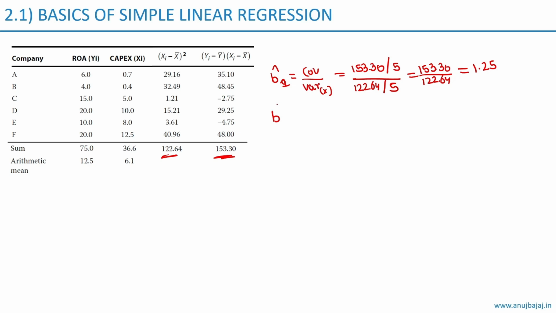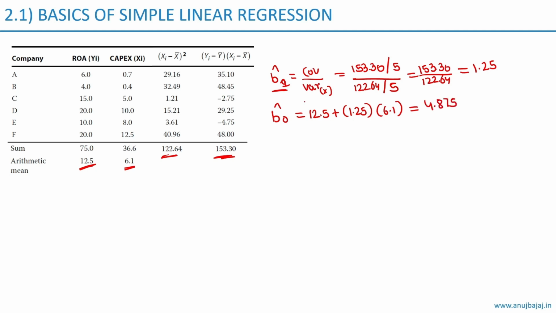Now let us calculate the intercept. Intercept equals the average of the dependent variable, 12.5, minus the slope coefficient we calculated, which is 1.25, multiplied by the average of the independent variable, 6.1. So the intercept is 4.875.